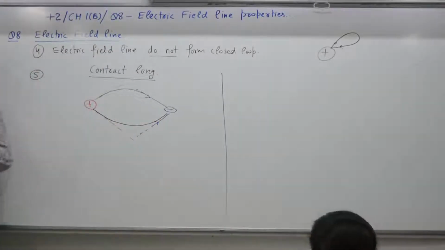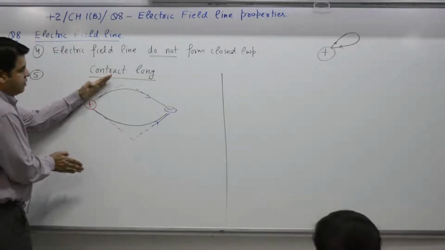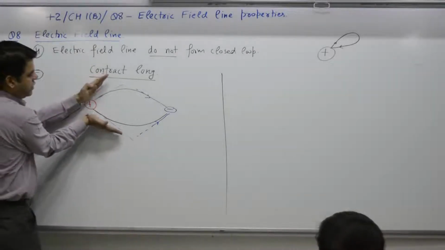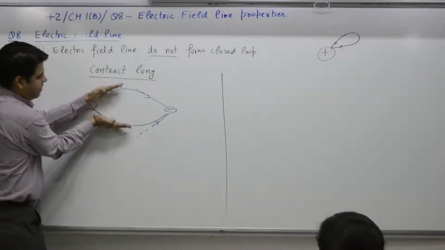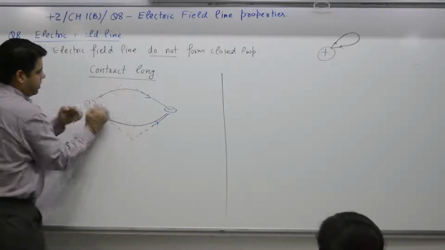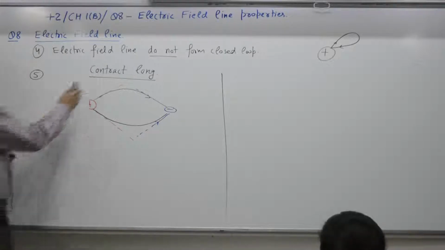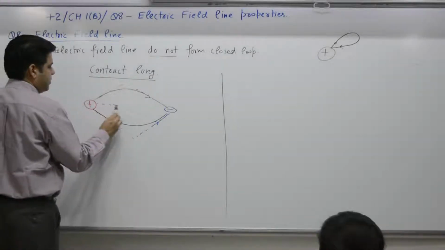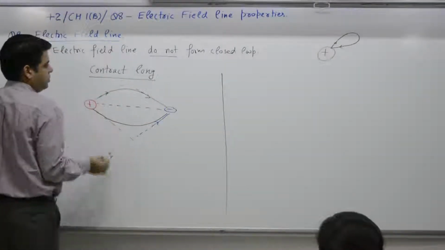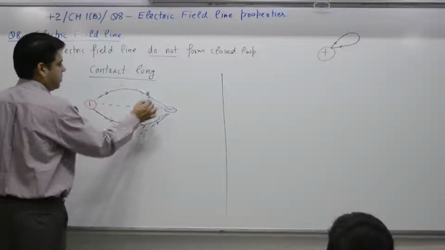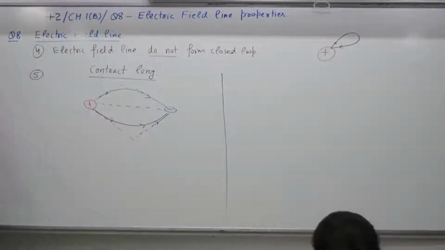This line was moving in a particular direction. The other is also moving in a particular direction. They contract along the line joining the centers of the two. They contract along the length. This is what we mean by the term contract longitudinally.